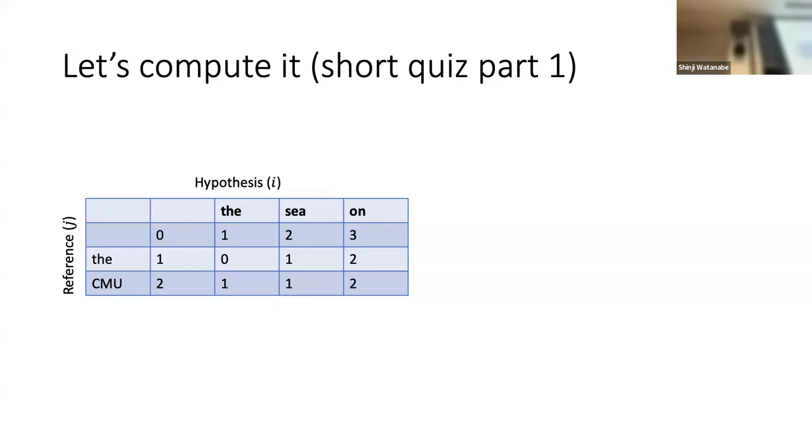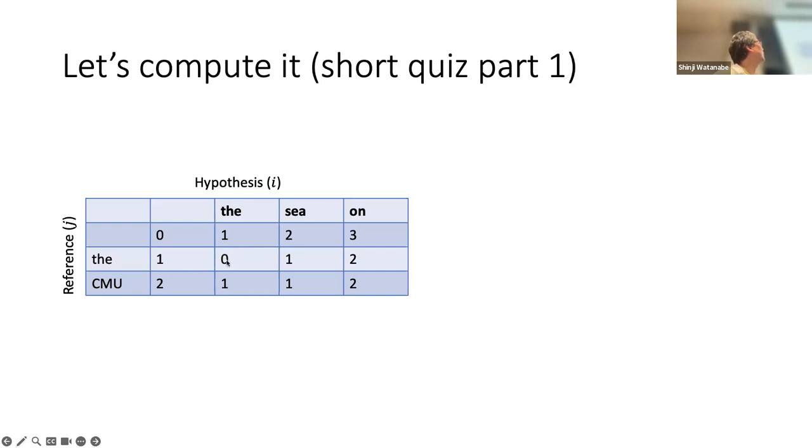These parts are brown, right? And we have three possibilities. From here to here, 1 + 1 becomes 2. From here to here, 1 + 1 becomes 2. From here to here, 0 plus the local distance, and that is actually correct, so it is actually 0. So this part, 0 versus 2 versus 2, and the minimum is 0.